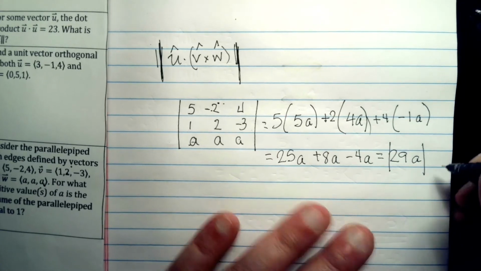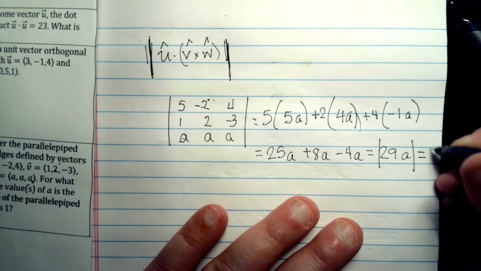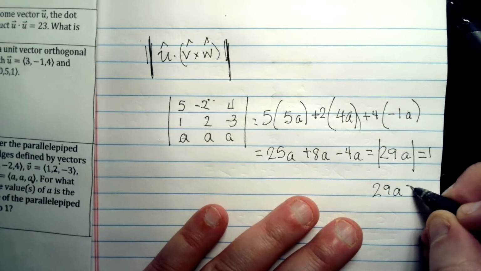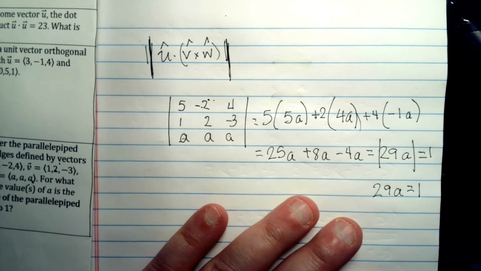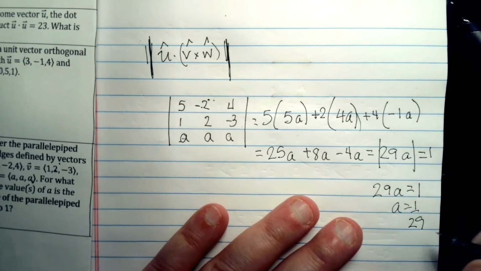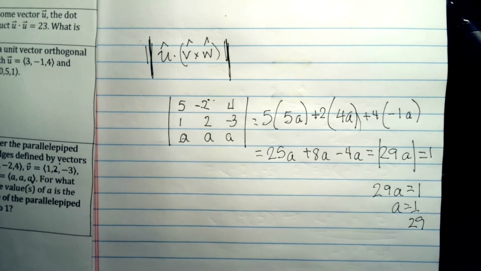And we want the volume to be equal to 1, so we set this equal to 1 and solve for a. Well, I think it'll be alright if we just drop the absolute values and we say 29a equals 1. a is 1 over 29. And there's our answer.